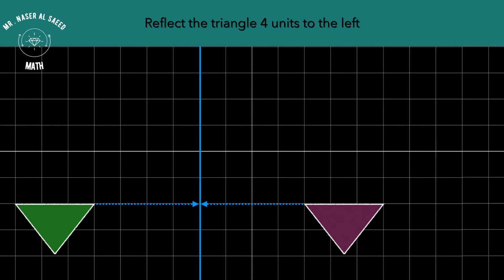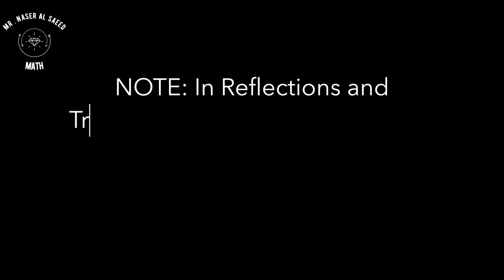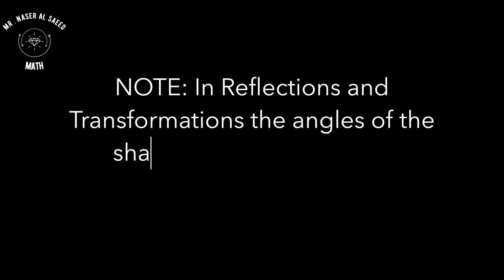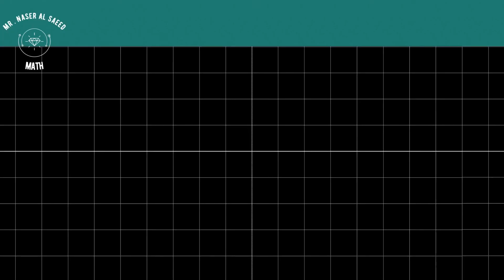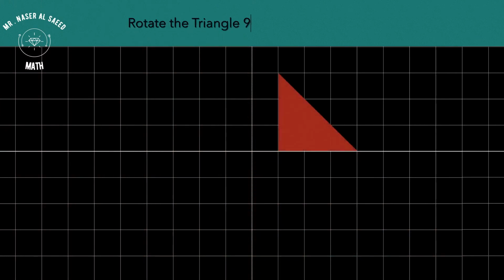And here's something to take note of in reflections and translations. The angles of the shape don't change, so write that down. Screenshot it, or do whatever you need to. In reflections and translations, the angles of the shape don't change. Let's go over another shape with more instructions.